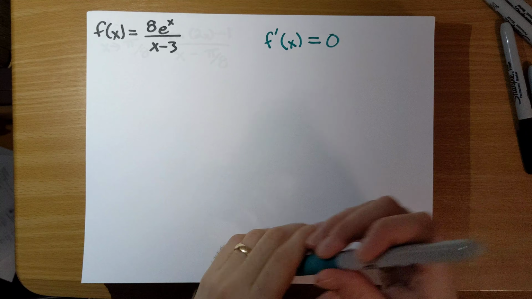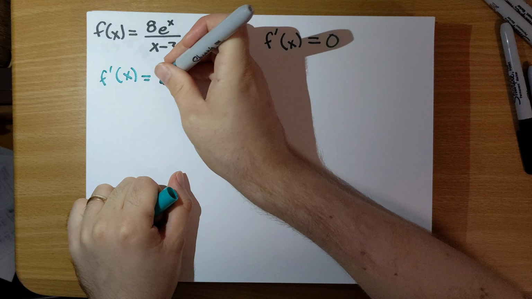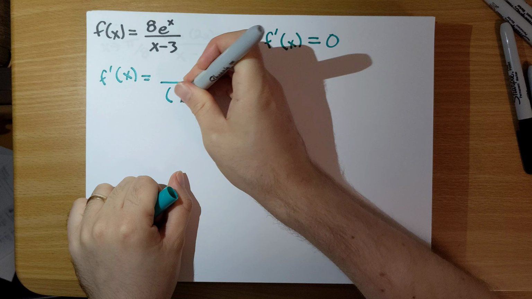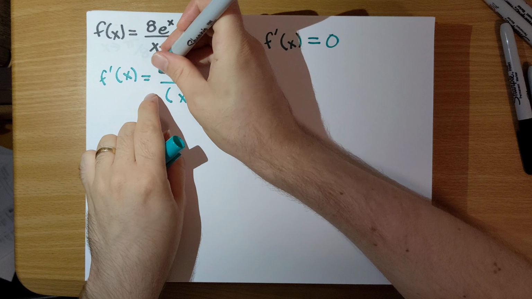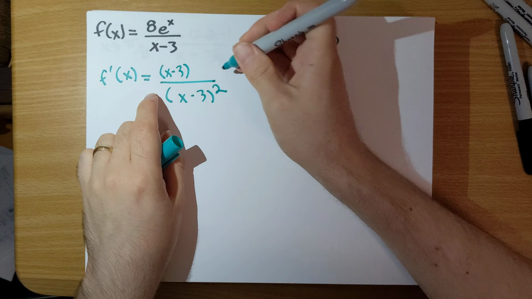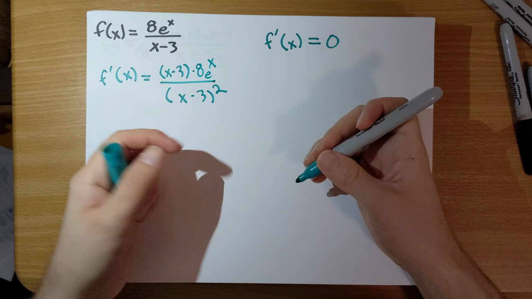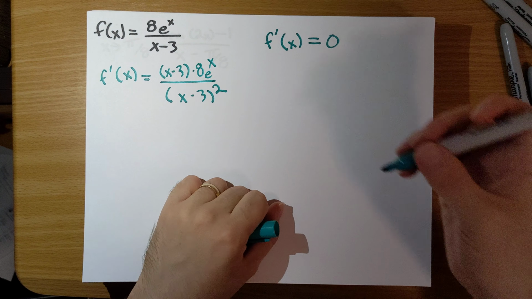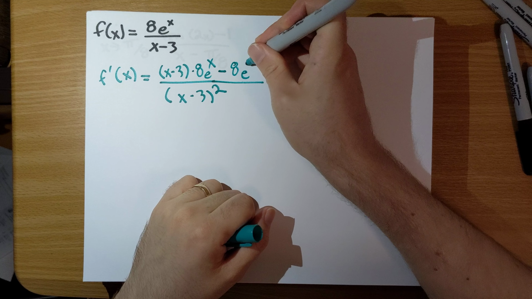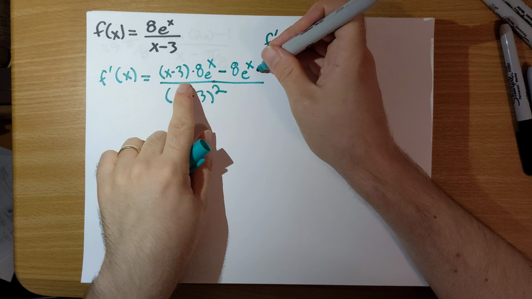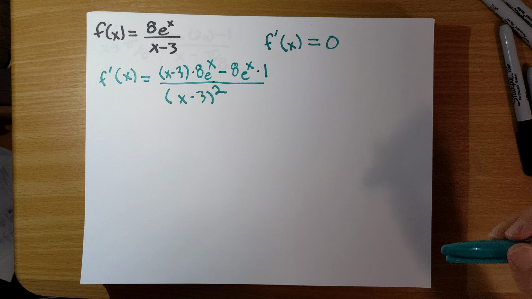We've got a quotient, so we want to use the quotient rule here to calculate the derivative. F prime of x is equal to, I always write the denominator squared first. Upstairs, it's the low function times the derivative of the top function, the derivative of the numerator. Derivative of 8e to the x is just 8e to the x, minus the top function, 8e to the x, times the derivative of the downstairs. Derivative of x minus 3 is 1.